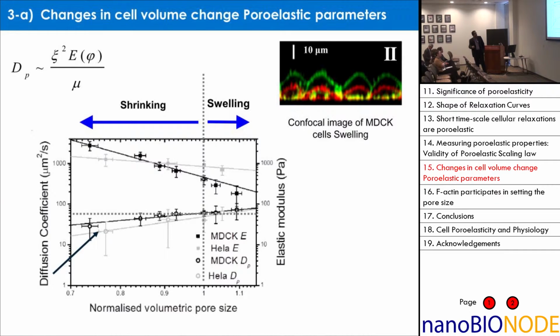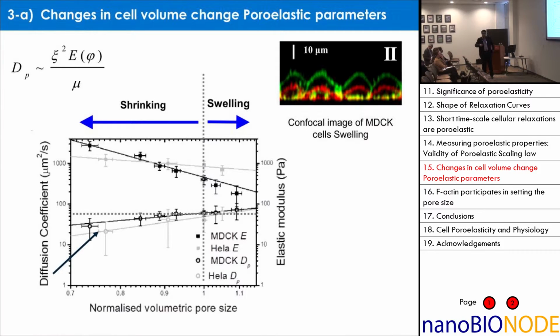Just a quick overview of, for example, a swelling, deswelling experiment. If you apply a hyperosmotic pressure on a cell, the cell shrinks, so the volumetric pore size decreases. If you measure the diffusion coefficient and elastic modulus, they have this kind of behavior. We couldn't exactly find this square relationship between the diffusion coefficient and pore size, but the trend is qualitatively the same.